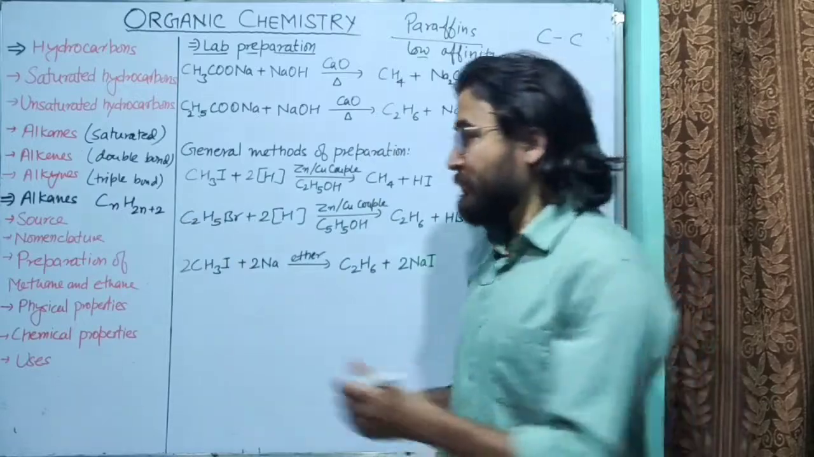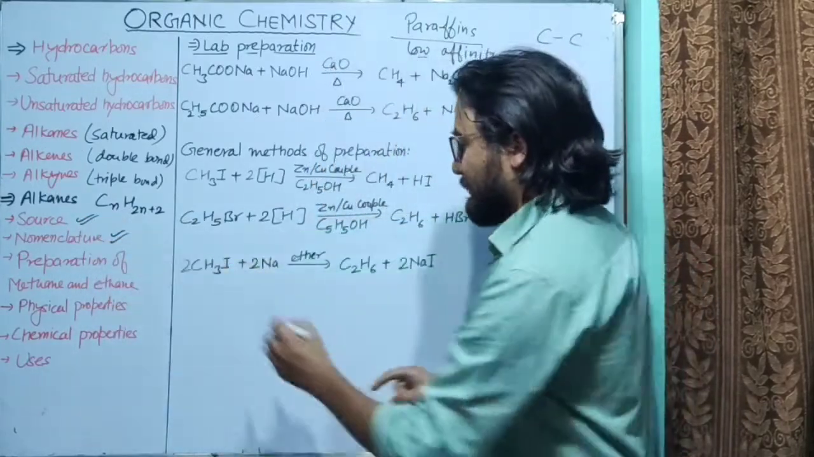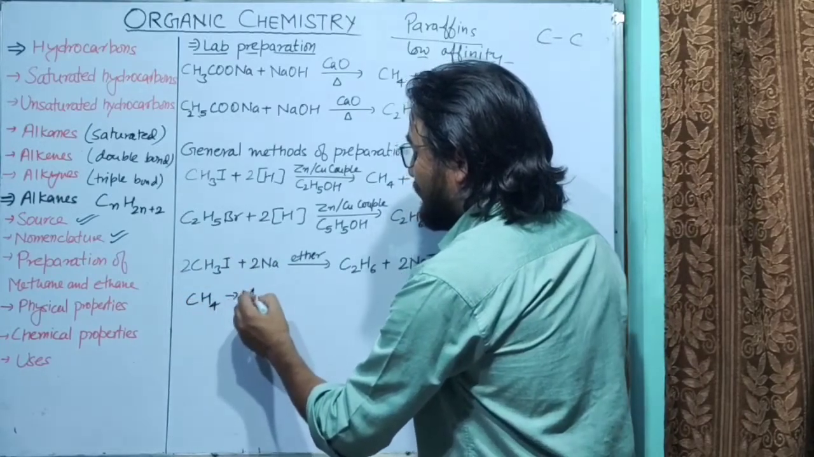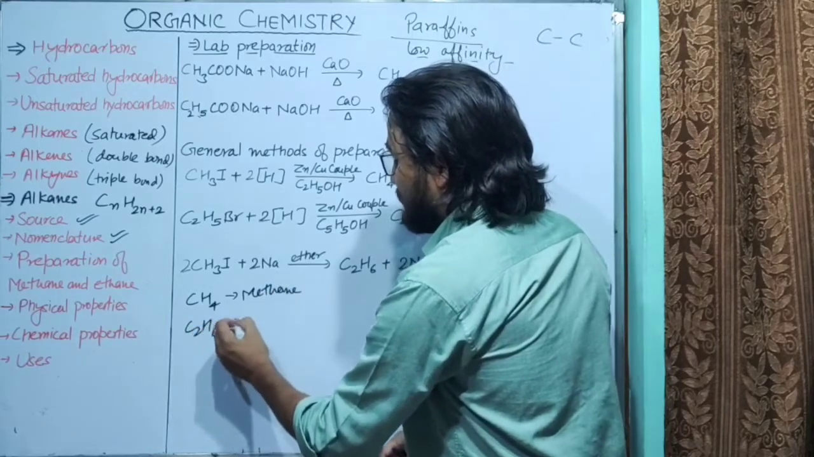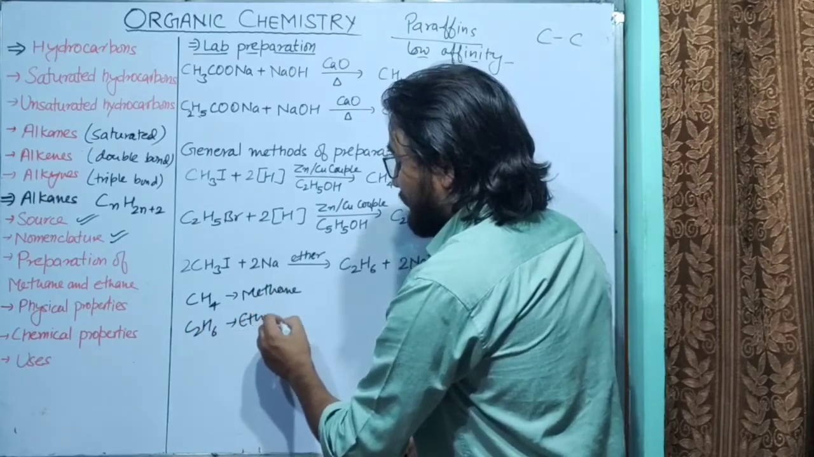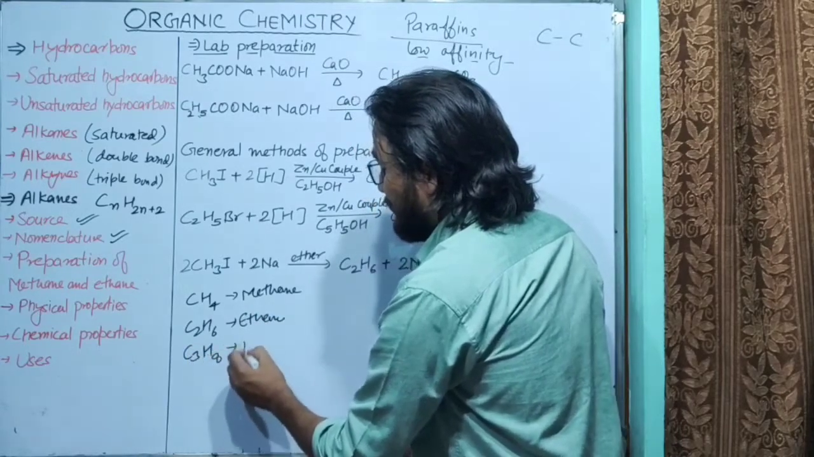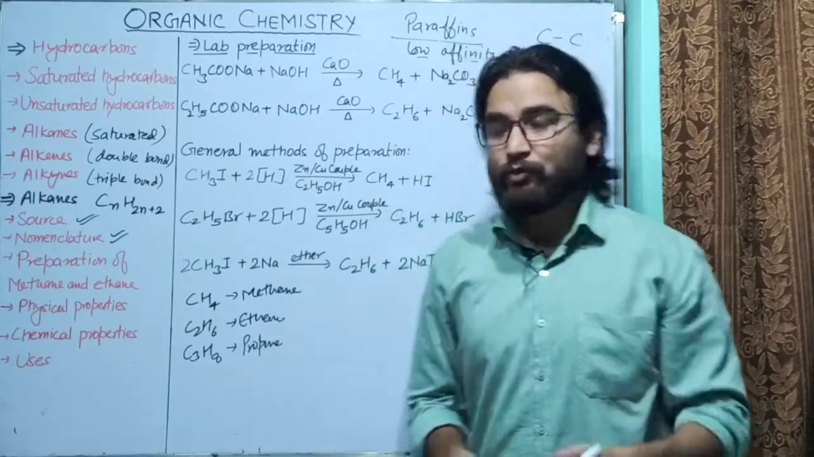Now the next topic is source. We have already discussed nomenclature. For example, if it is CH4, what is the name of the compound? Methane. If C2H6, it is called ethane. Then C3H8 is called propane. Then C4H10, butane, and so on.